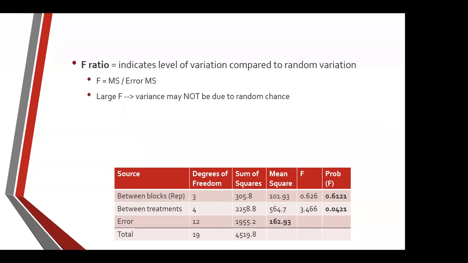And then we calculate that F ratio. So the second to last column there. And really that indicates the level of variation from that source compared to the random variation. So you see we take the mean square and divide. So for example, the replicate here, 101 is the mean square. We'll divide that by the mean square of the error to give us that F ratio. So the larger this ratio is, the more likely that the variance from the source is not due to just random chance.